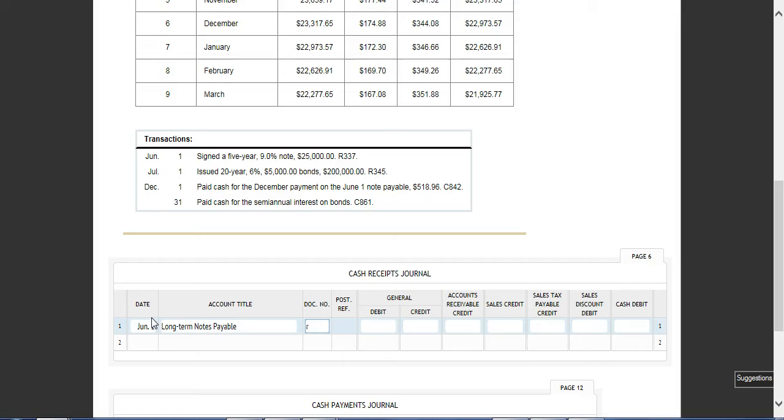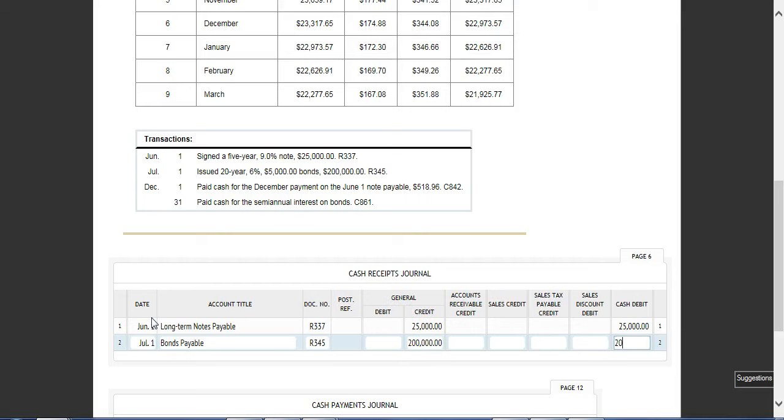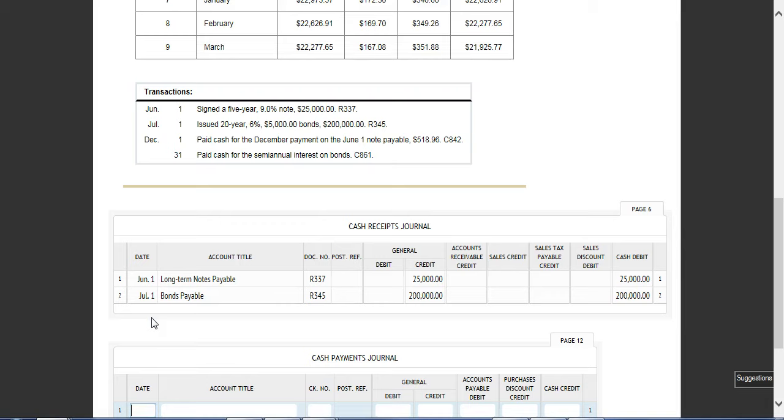Let's see, it's receipt 337, and we have a credit of $25,000. So we get a cash debit. And then July 1st, we have a bonds payable. And it is receipt number 345, and that's for $200,000. And we get that cash debit. Cool.